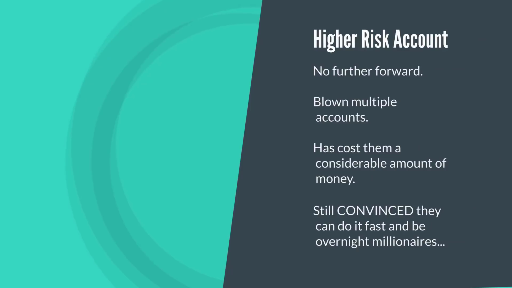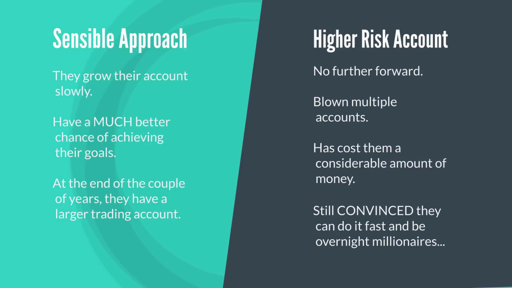At the end of a couple of years, there will be two outcomes. The high risk approach will be no further forward. They will have blown multiple accounts. It will have cost them a considerable amount of money. And they will still be convinced they can do it fast and be overnight millionaires. The sensible approach will grow their account slowly. They have a much better chance of achieving their goals. At the end of the couple of years, they have a larger trading account.